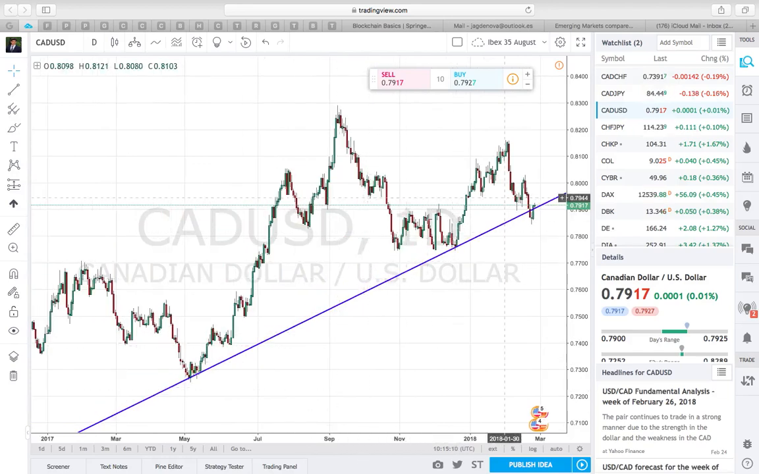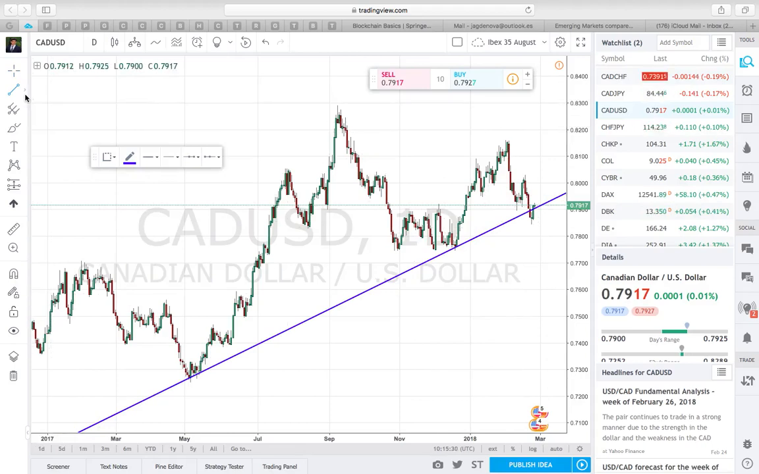On the weekly it is on the edge, and on the daily it is the same. So if today we see a positive close, we can take a long position.